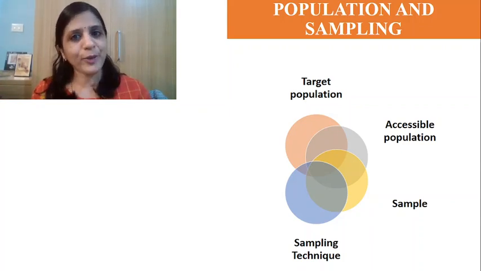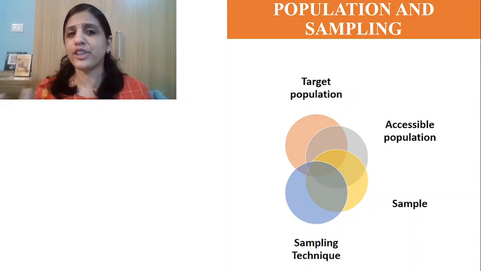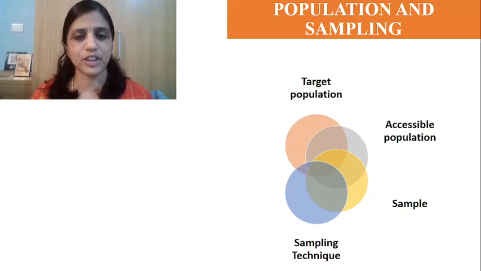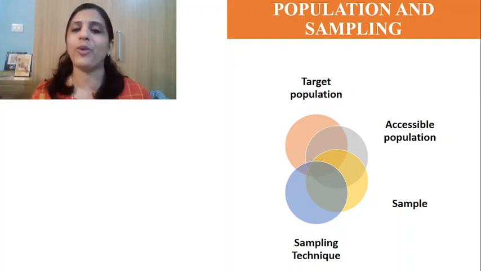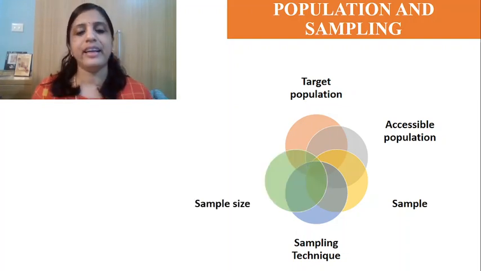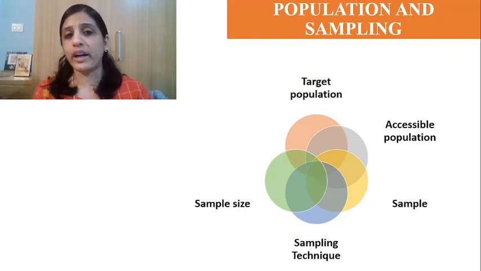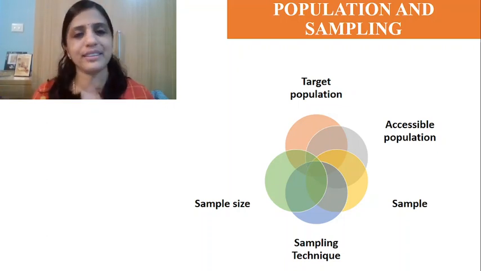So think over it, take time, and then try to justify why you have selected a particular sampling. When you write a research proposal, you have to write what the sampling technique is. Next, you will have to write about the sample size, especially for quantitative research.